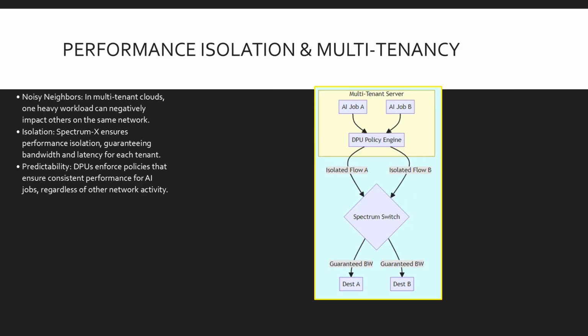In a modern AI cloud, multiple tenants share the same physical infrastructure. A common problem is the noisy neighbor, where one user's massive workload chokes the network for everyone else. NVIDIA Spectrum-X uses the DPU to solve this through performance isolation. The DPU enforces strict quality of service (QoS) and traffic shaping policies at the edge. This ensures that every job gets its guaranteed bandwidth and latency, regardless of what other tenants are doing. This predictability is essential for cloud service providers offering SLAs to their customers.